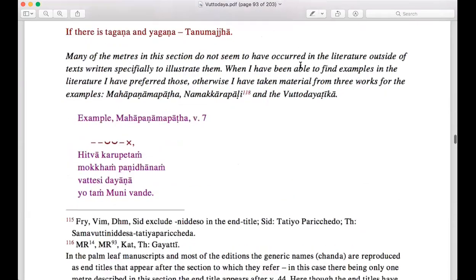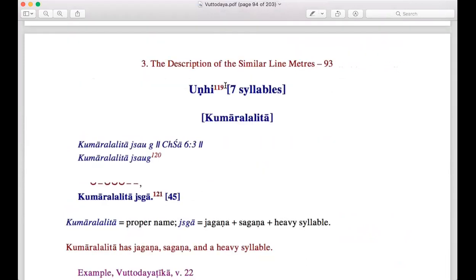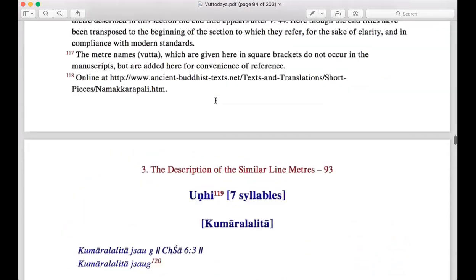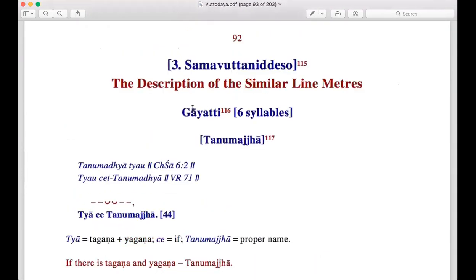After this, we will move to Unhi. Unhi is also a generic name, the name for the group which includes verses with 7 syllables in each line. Each line of the verse is composed of 7 syllables. That group is called Unhi, or Unhika according to the Myanmar text. So that is about this name Gayati, 6 syllables. We are going to study now about 6 syllable verses.